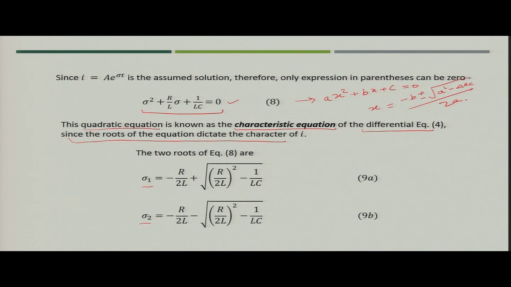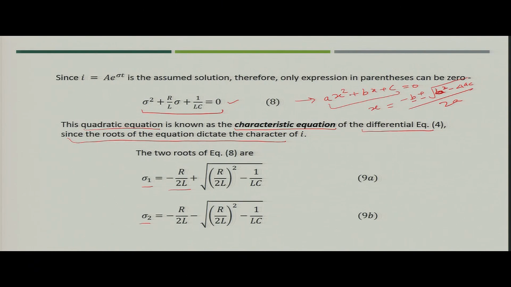So, this is (-b ± √(b² - 4ac)) divided by 2a. You know that when you want to find the roots of an equation, you can use this formula. Similarly, in this case also we use that formula. In this case, the value of b would be minus R by L, over 2L.